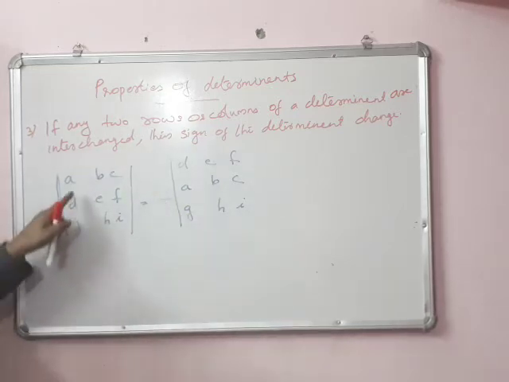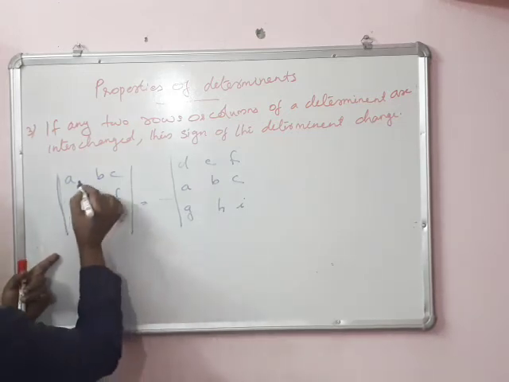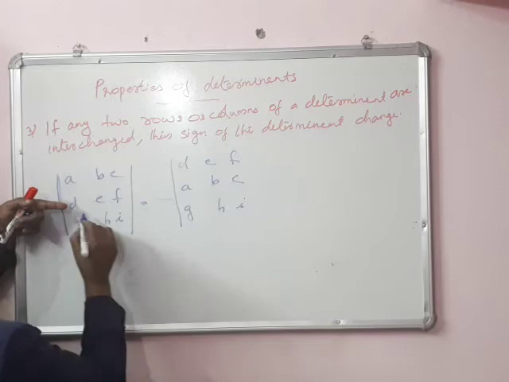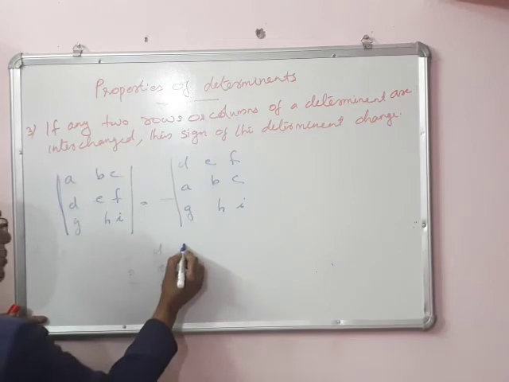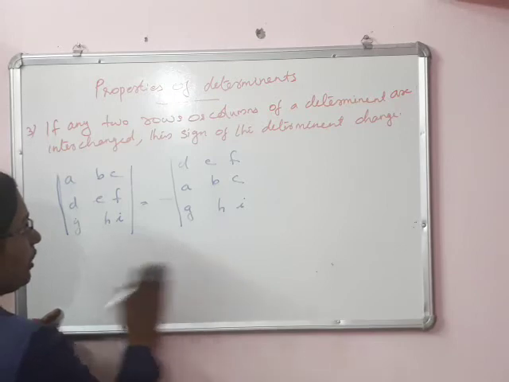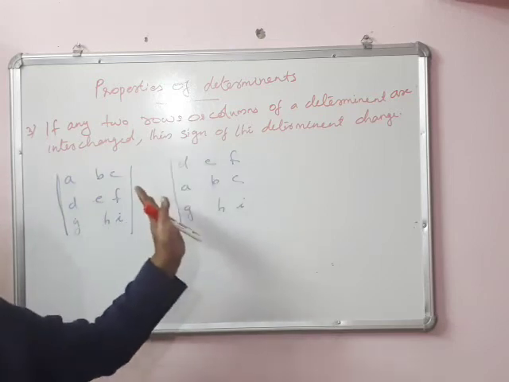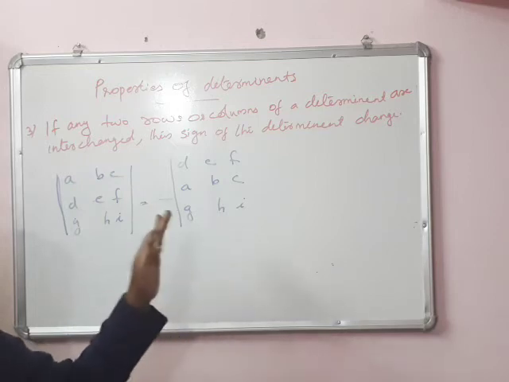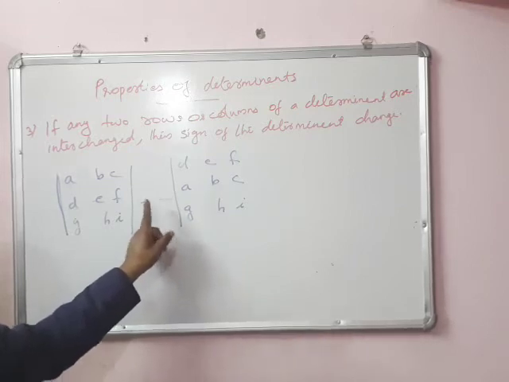Okay. Similarly, if two columns are interchanged, suppose A B C becomes D E F, and there is no change in G H I, that is an interchange, which means the sign will change. That is the meaning. Any two rows or columns of a determinant, you study these properties, because we will substitute them in a question. Interchange means the sign will change. Okay, it is the third one.